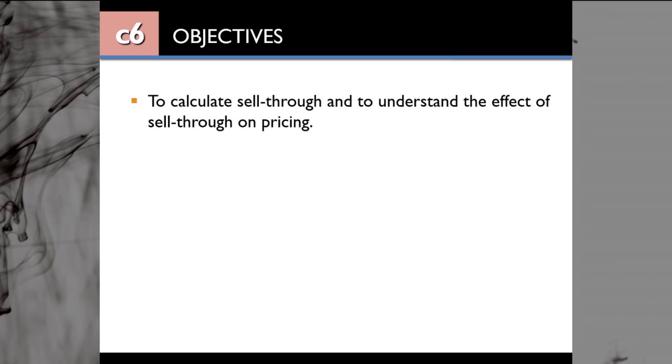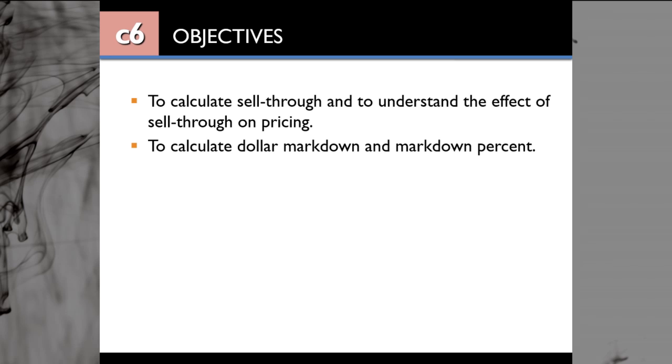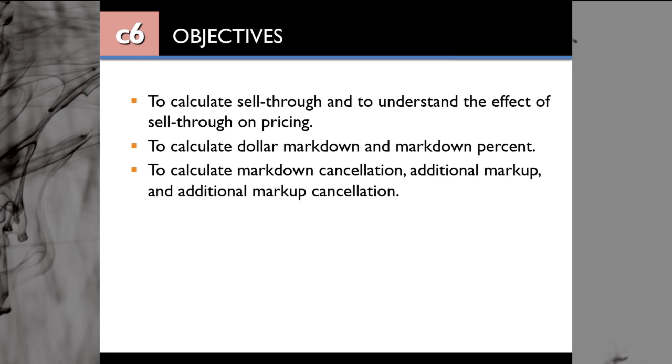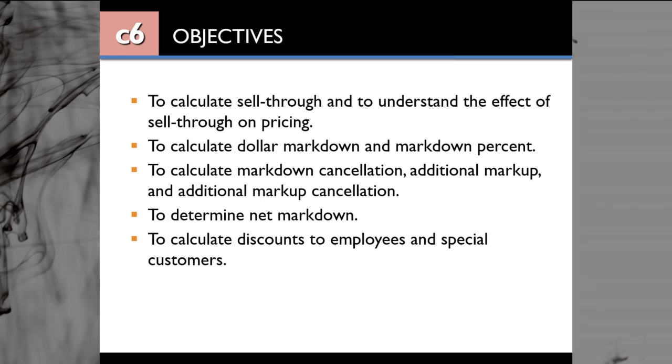Fifth, to calculate sell-through and to understand the effect of this sell-through on pricing. Sixth, to calculate dollar markdown and markdown percent. Seventh, to calculate markdown cancellation, additional markup, and additional markup cancellation. Eighth, to determine net markdown. And ninth, to calculate discounts to employees and special customers related to your pricing.